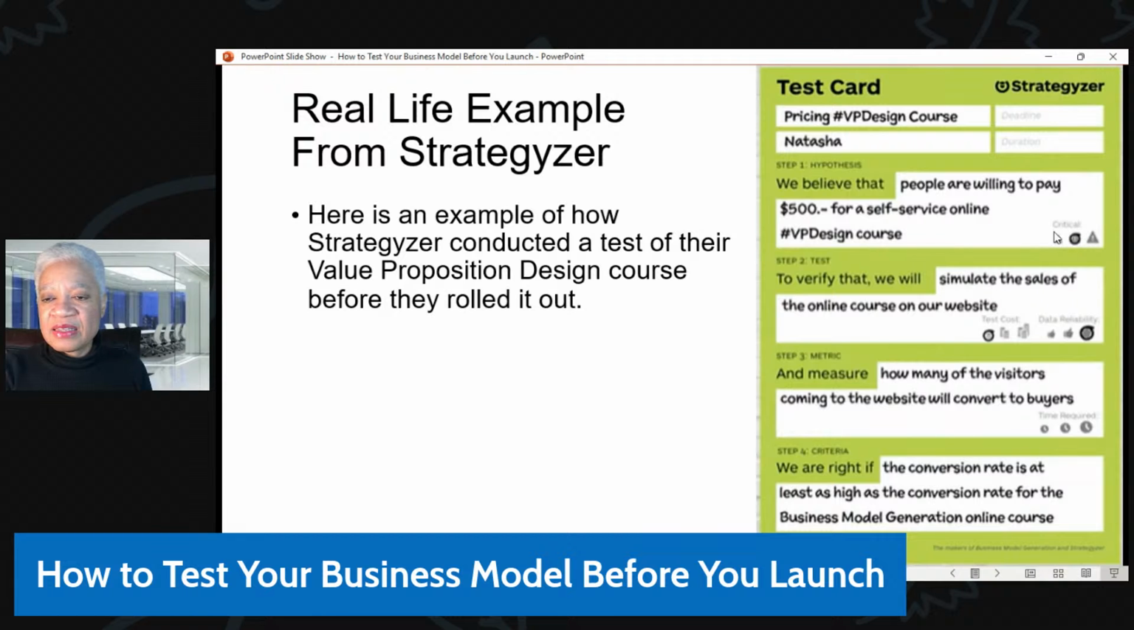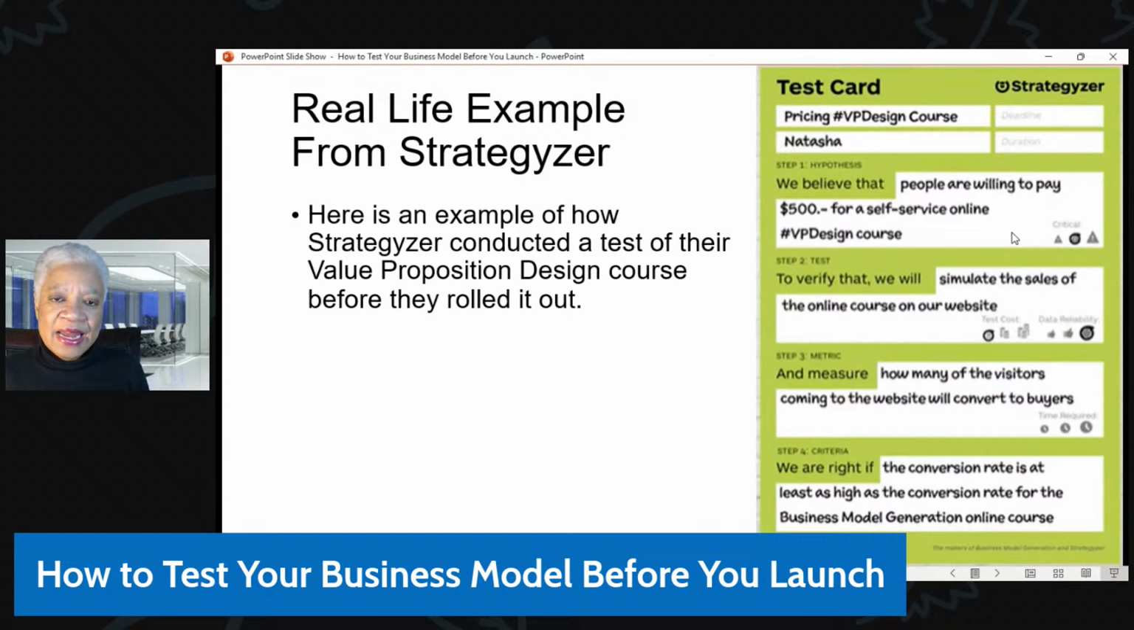And then you have to indicate whether or not this is critical. So you rate yourself on a scale as to how critical this is. And then in order to verify that, we're going to simulate the sales of the online course on our website.